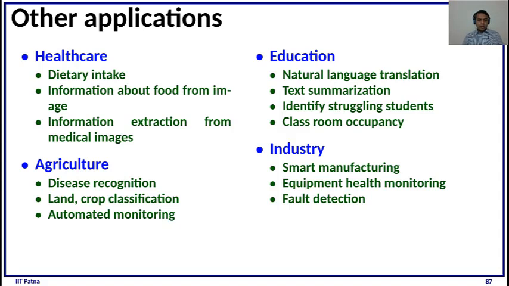So this is one aspect. Then another big chunk of source of information is the medical images. Typically the big hospitals have a huge amount of data in terms of X-ray, MRI, mammogram, and many sorts of medical tests they do, and those data are available.